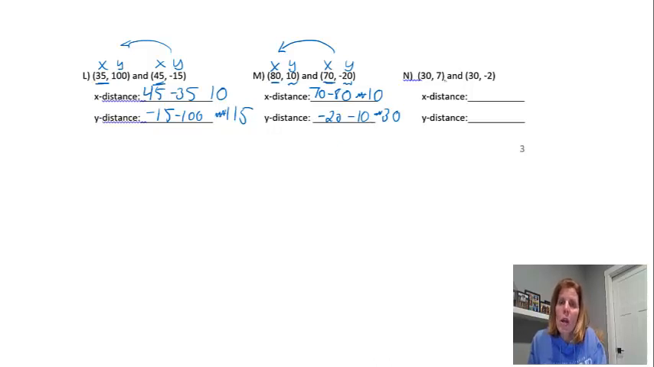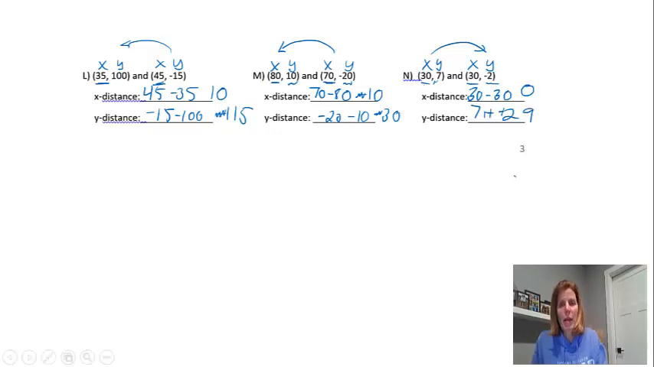Okay, last one here. We are going to have x and x, y and y. And this time I think I'll go left to right. So for my x distance, I'll do 30 minus 30. 30 minus 30 is 0. So notice either way I would have done that, that's what I've gotten. And then for my y distance, put little squiggles under my y's, 7 minus negative 2 will give me 9. And had you done it the other way, you would have gotten a negative 9, but you just make it positive for today only.